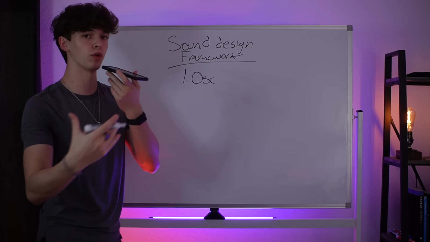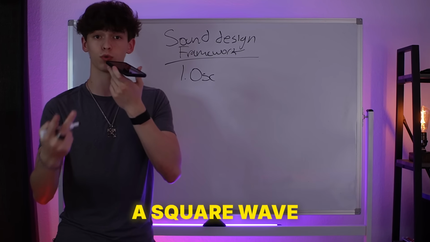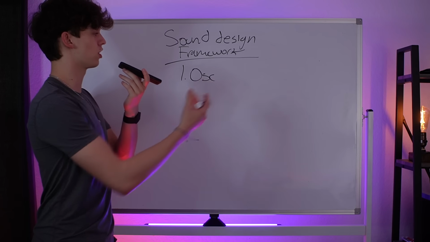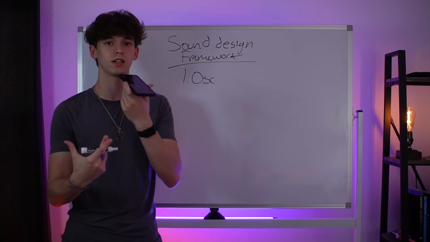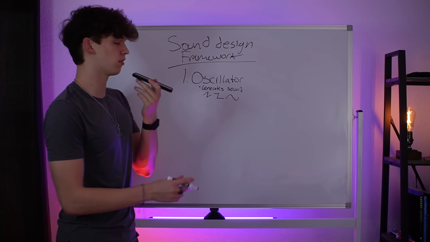Number one is oscillator. This is the raw sound, the wavetable. This could be a sine wave, a square wave, a saw wave, etc. It's what generates the sound, and it's the first step because this is going to make up about 80% of the sound typically. So the oscillator is where it all starts.